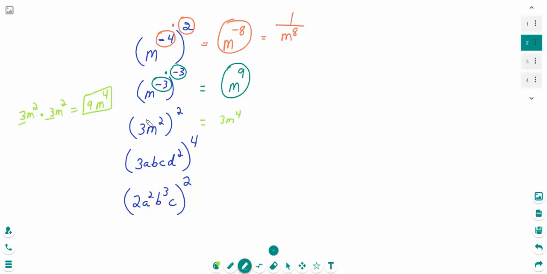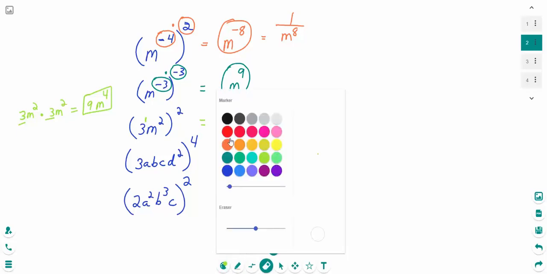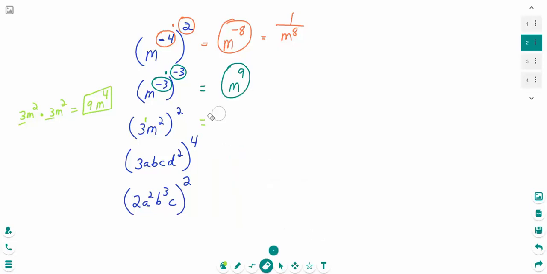So this 3, think of it as a 3 to the 1, an invisible 1 there. And we need to actually raise that 3 to the outside power as well. So it's going to become a 3 to the 1. We take this 1, multiply it by the 2. That's going to give us a 3 to the 2nd.